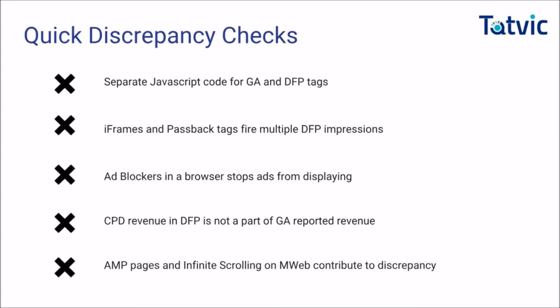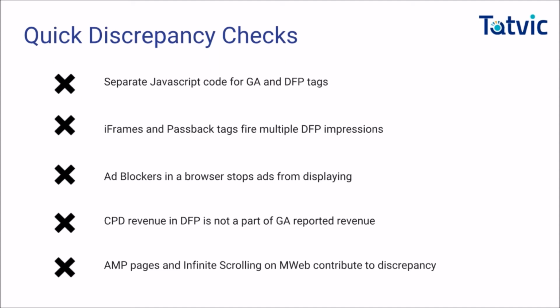Okay, passback is almost like a waterfall model, where if my high priority line items are not able to serve that particular ad, then if there is AdSense or ad exchange as a backup, they can show the ad so that you can get some money out of it, if not the higher eCPM value. Ad blockers in particular browsers stop ads from displaying.